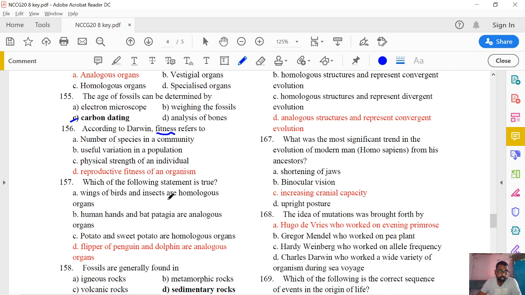Wings of birds and insects are actually analogous organs. Human hands and bat patagia are actually homologous organs. Potato and sweet potato are again analogous organs. Flippers of penguin, this one is the correct answer.